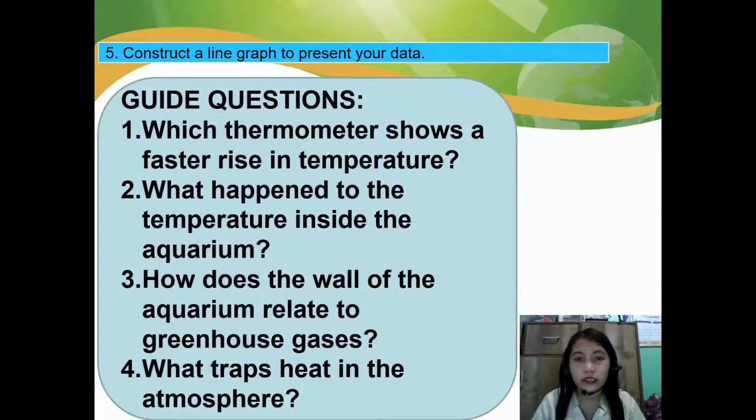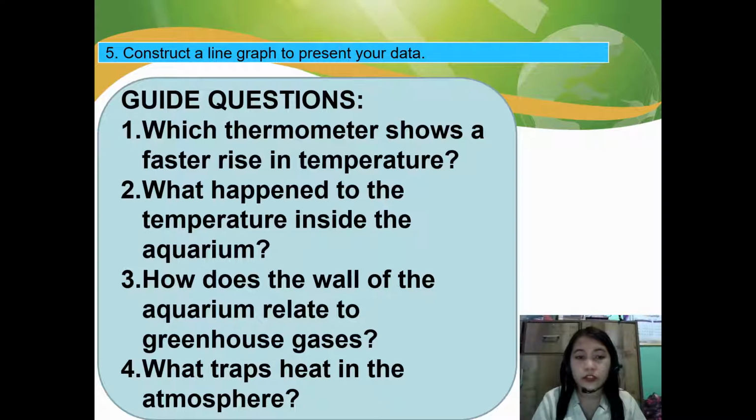So after doing that, you are going to construct a line graph to present your data. So in your line graph, there must be the data in the time from 2 to 20 minutes, and of course, the temperature inside the aquarium and the temperature outside the aquarium. After that, answer the guide questions.